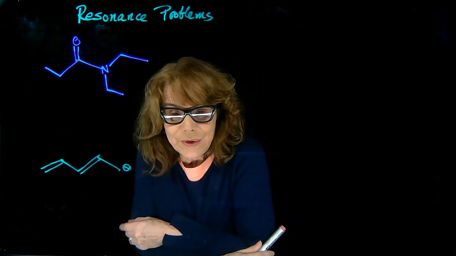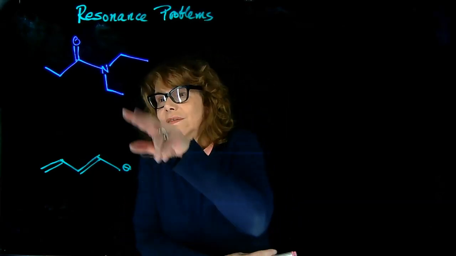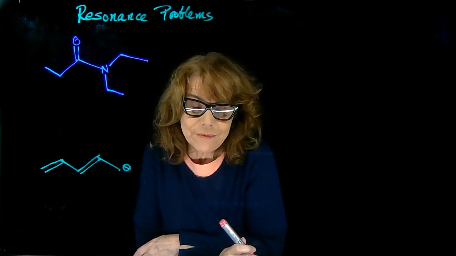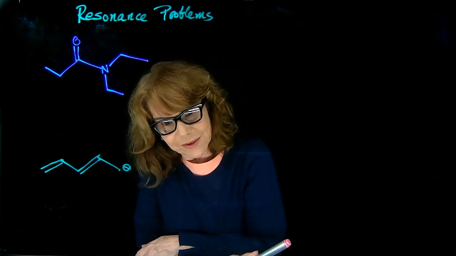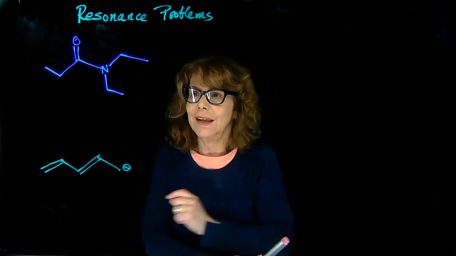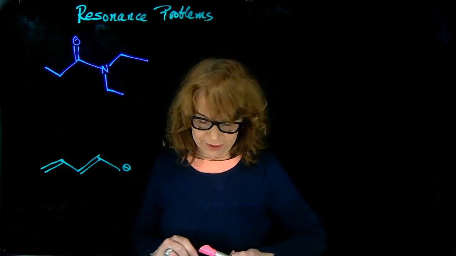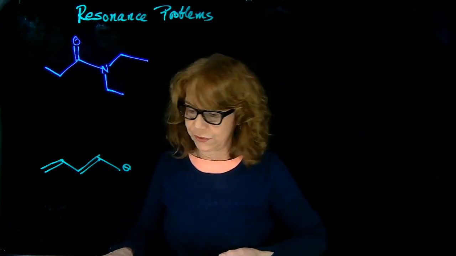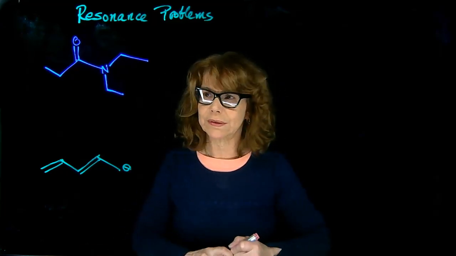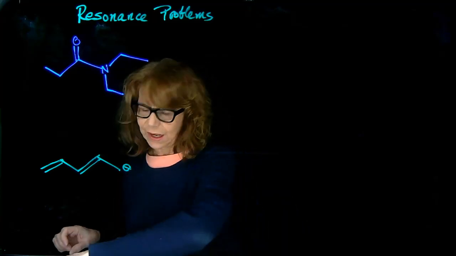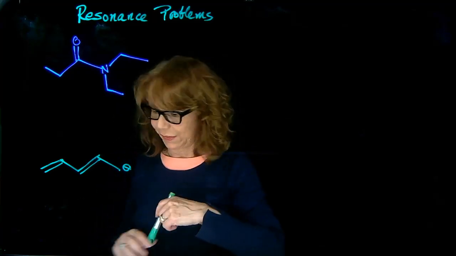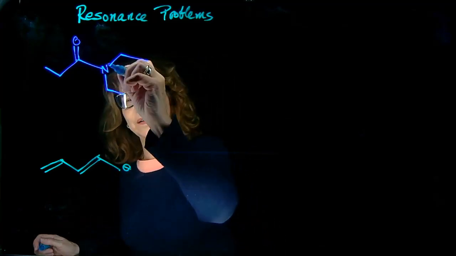So let's draw the resonance structures of these two molecules and then find what the resonance hybrid looks like, and the contribution of the different structures that we will be generating to the resonance hybrid. So first, I always want to put the lone pairs. I always do that at the beginning.